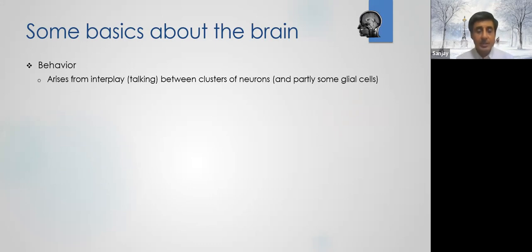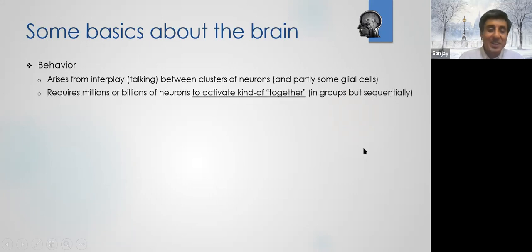Behavior arises, and this is across every living thing that has a brain, from the interplay, which basically means that neurons communicate between each other, they talk with each other. So behavior arises when neurons talk between clusters of neurons. In some cases it's also not just neurons, it's also glial cells that interact, because they also emit and absorb neurotransmitters. A lot of the communication happens using neurotransmitters and ions. So this talking between cells, clusters of neurons and glial cells, is really what causes behavior. That's the simplest way to explain it, and we're going to go into a little more detail on what that means.